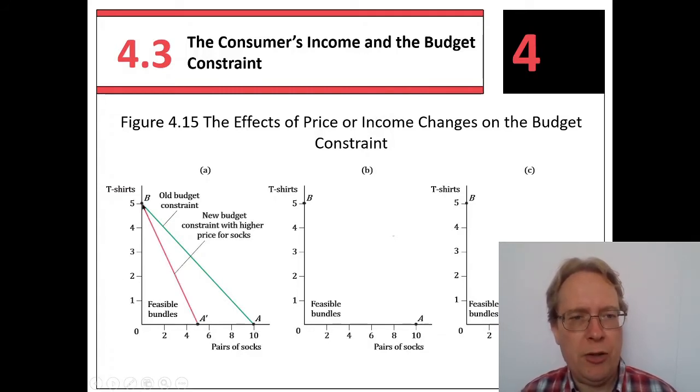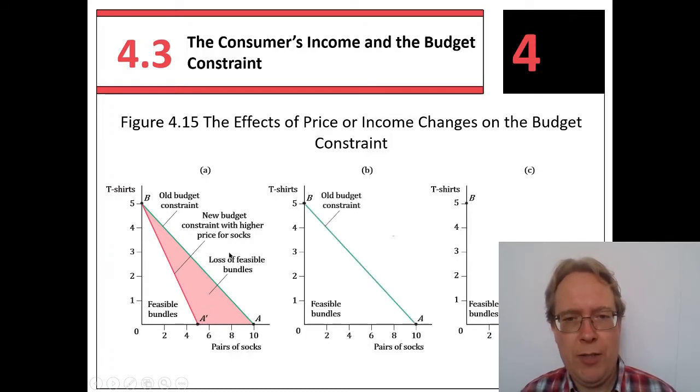So this point is not going to change, but this intercept is going to change. Again, my budget line will be a straight line. So in other words, the line rotates inwards. So I lose these feasible bundles, right? I cannot afford them anymore after the price increase.